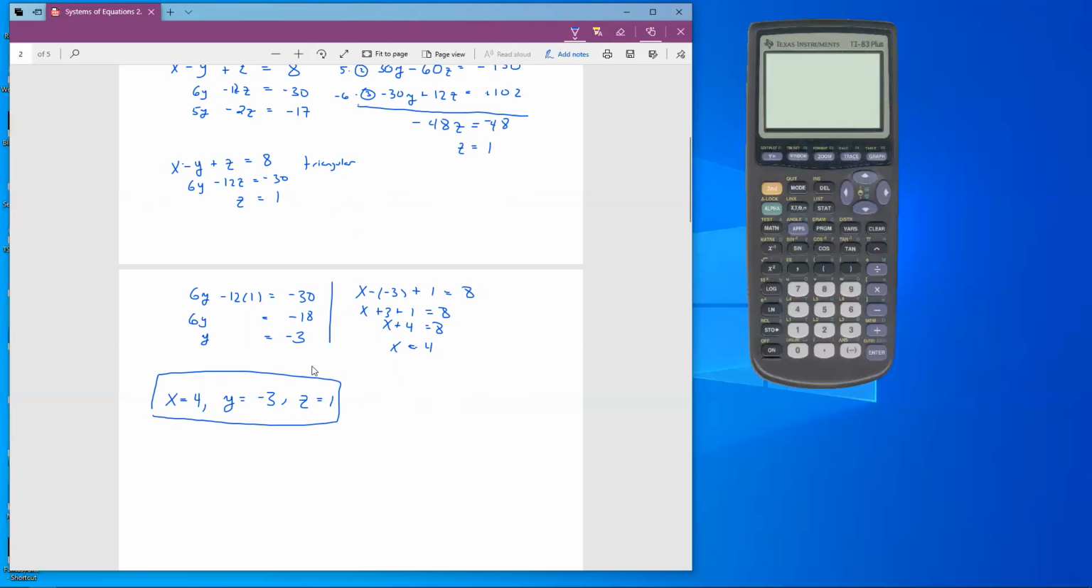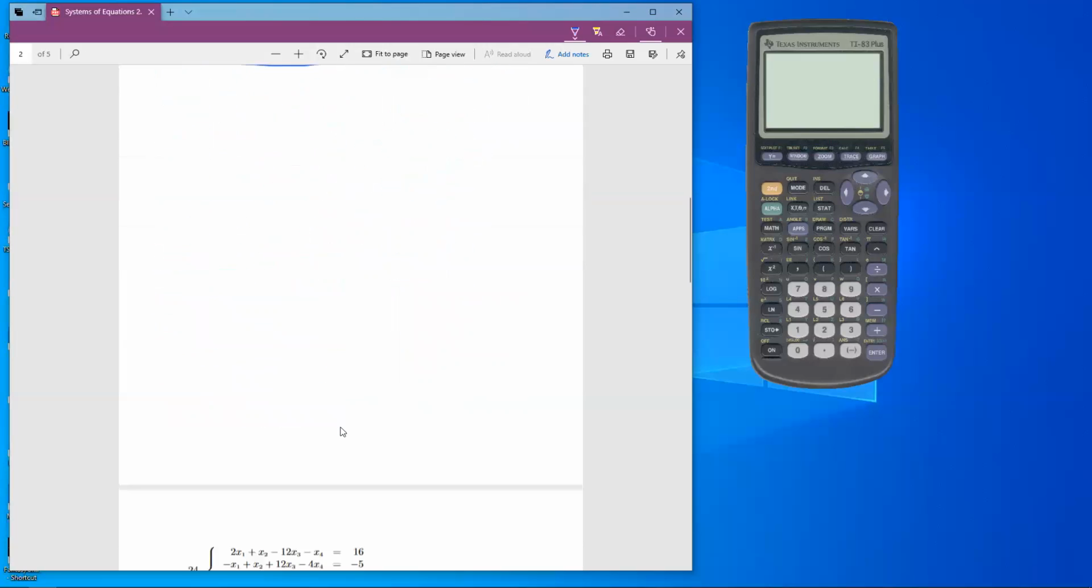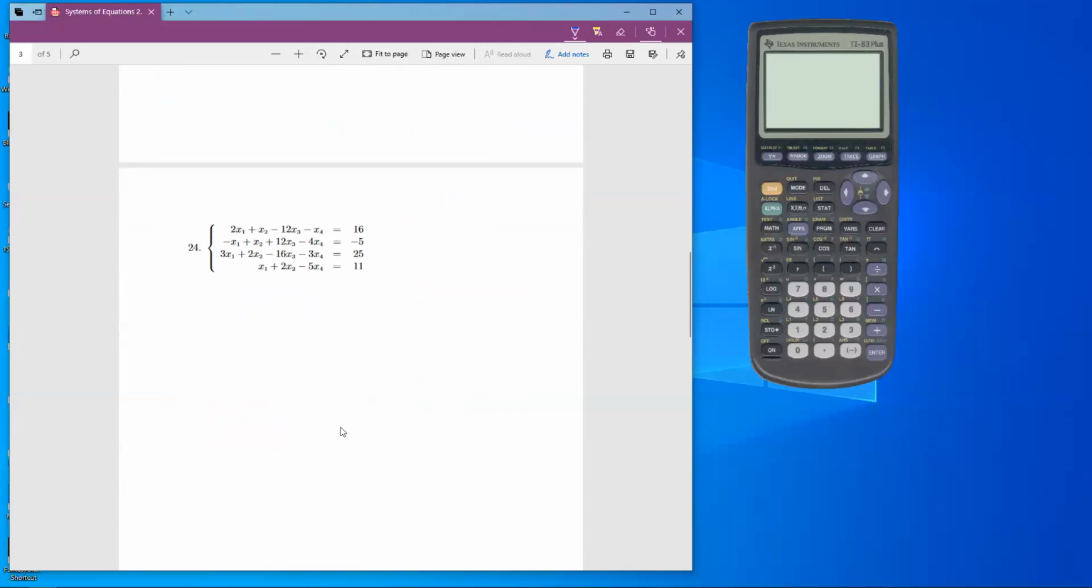All right. So number 2 is a little bit harder. When I say a little bit harder, I'm not kidding.